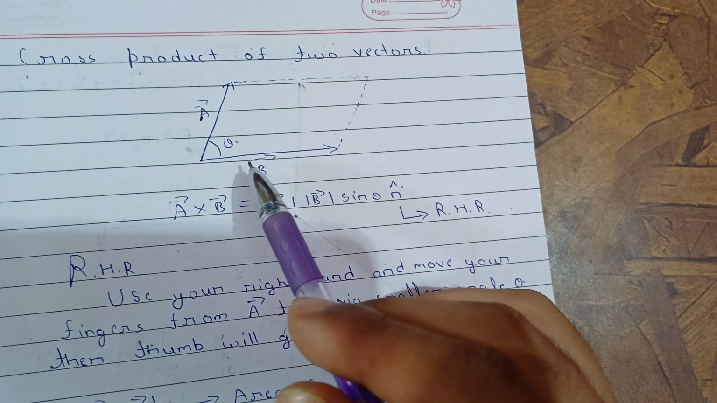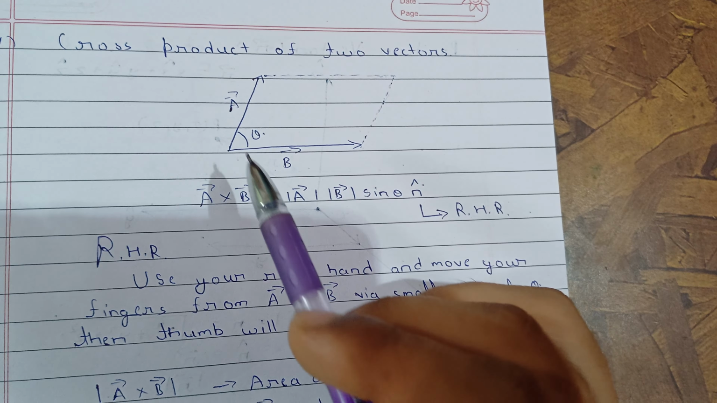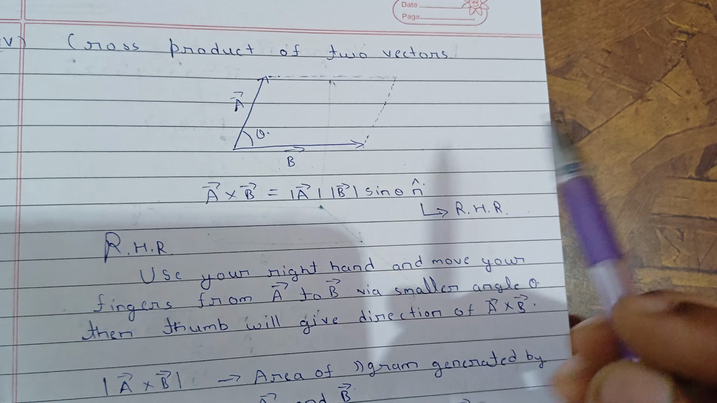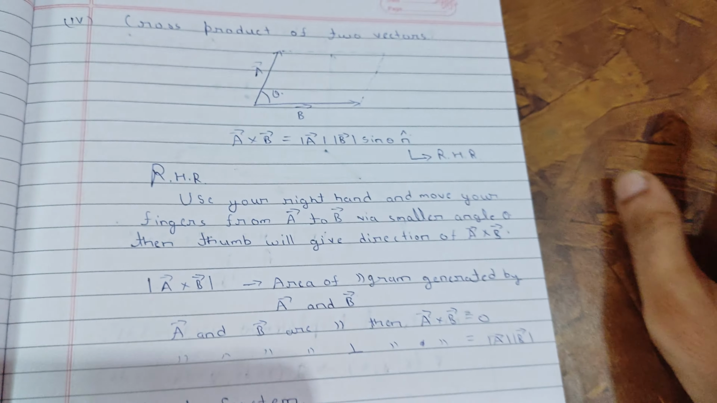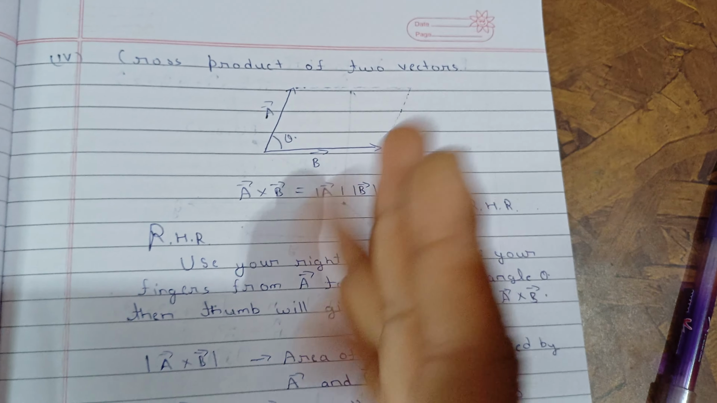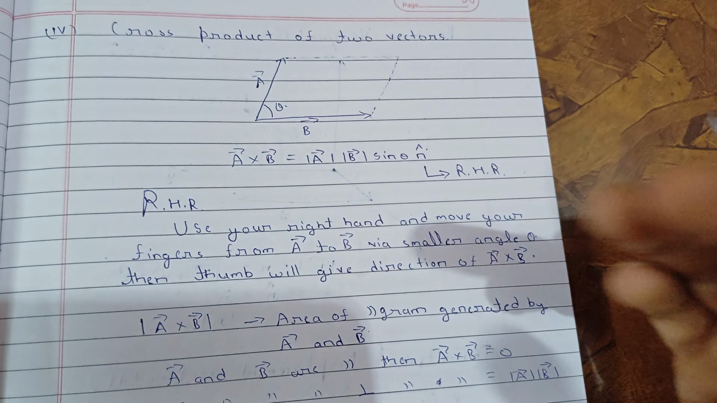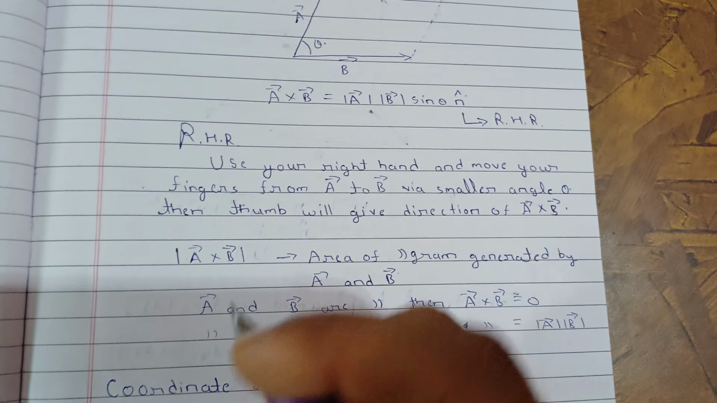N cap is perpendicular to A and B, so you can find the direction with the help of the right hand rule. So what is the right hand rule? You just curl your fingers from A to B, then the thumb will give you the direction of the n vector. If A is here and B is here, then you make this, and this thumb will give you the direction. So always use the right hand, and move your fingers from A to B via the smaller angle theta, then the thumb will give you the direction of A cross B.